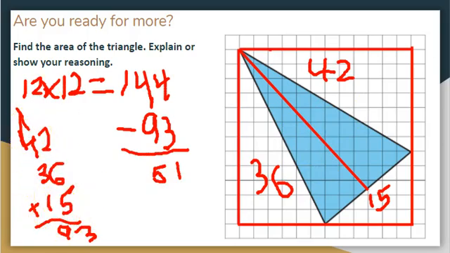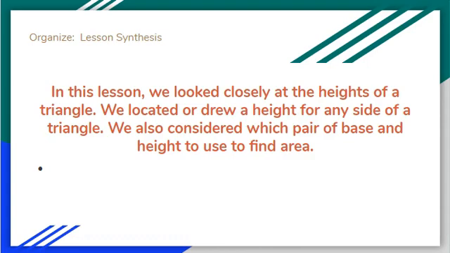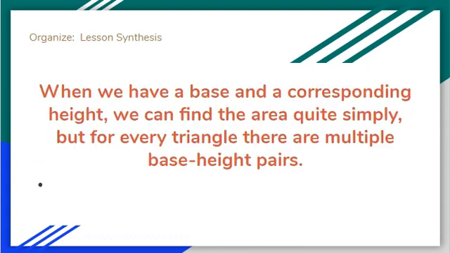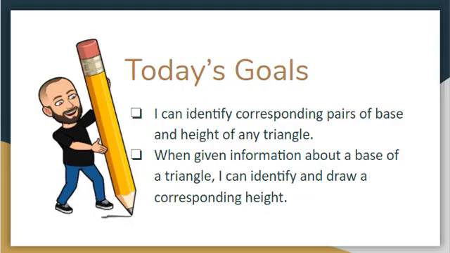All right, so we talked about heights and bases, how we can use any base and have a height that's perpendicular off of it. Sometimes it's better to think about simply which one's going to be the best one. Even though we can find a bunch of different ones, it's best to look for the one that, especially if we've got graph or some other way to make right angles, we use that. So we got our I can's done, identifying corresponding pairs of bases and heights, and that we were able to identify and draw a corresponding height with whatever base.